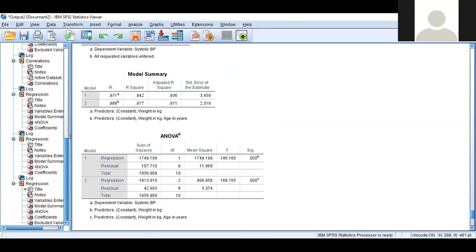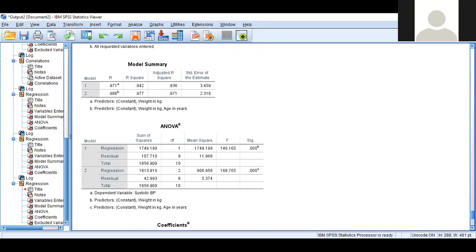It is telling us that a lot of the contribution you see in age is because of the weight. It's the weight that is contributing to the hypertension. It's not actually the age. I don't know if you understand me now.